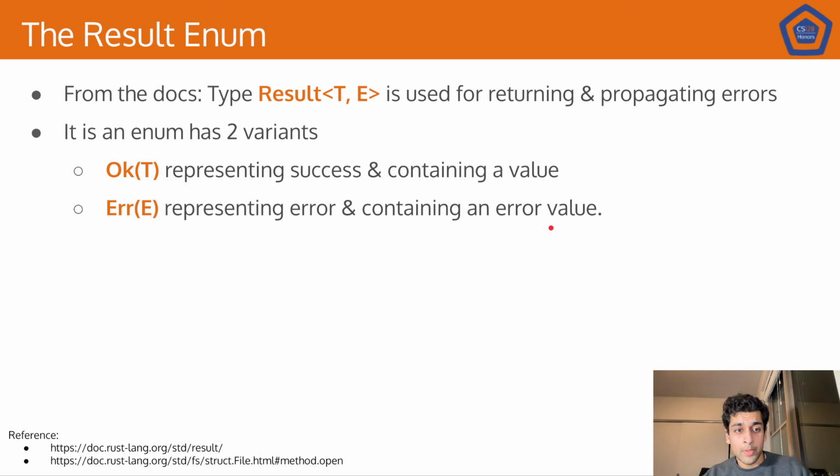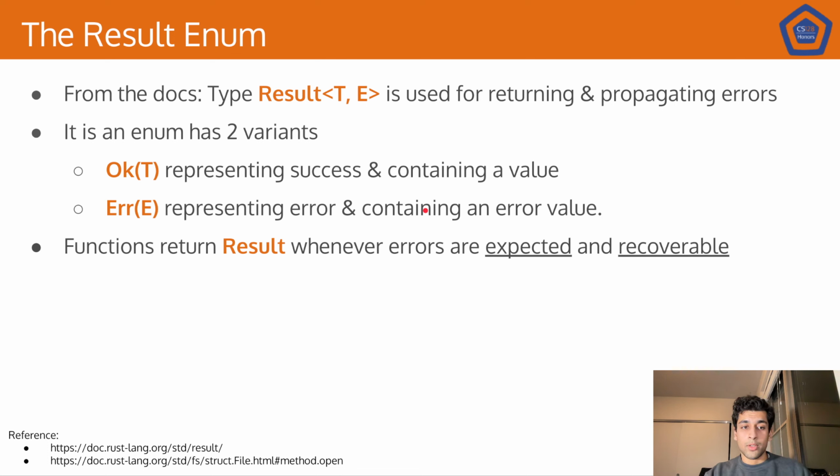So this is different than option in that your error actually has a value. When you have an option, you just have some success value, your Some, that contains the success value, and None, which contains no value. So that's the biggest difference between these two types. And again, the use case for Result is propagating errors and returning success values.